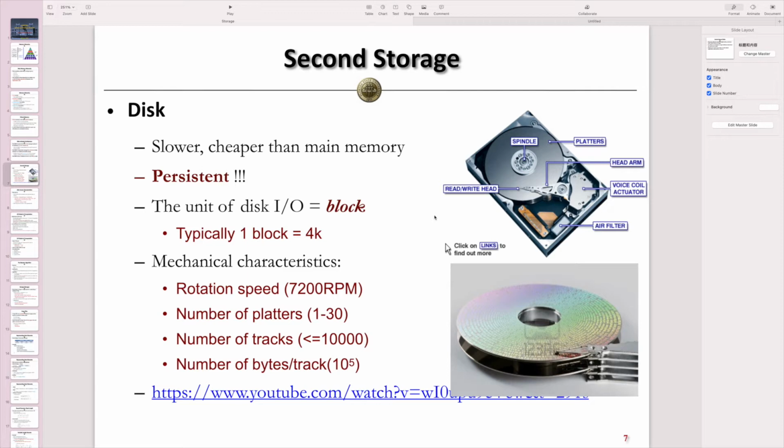I'm not sure if you have ever seen a disk before or not. I know everyone has a computer, but I think most students have never opened a computer before, right? And you cannot see your hard drive or your disk. So on this page, we show a picture of the disk. If you have ever opened your computer, you will see a square box, right? Which is your hard drive.